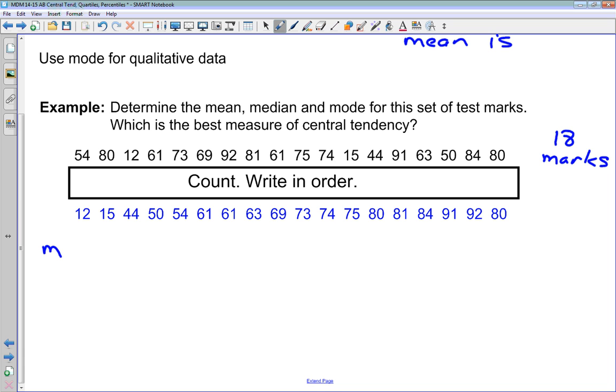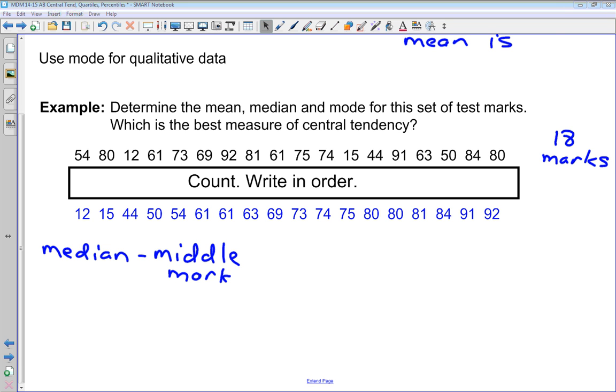So let's start with our median. Our median is our sort of middle mark. Okay, that's fixed. So the median is the middle mark when we write these things in order. So if we've got 18 marks, the mark that's going to divide them in the middle is going to be somewhere in between the 9th and the 10th mark. 1, 2, 3, 4, 5, 6, 7, 8, 9. So here is the middle of our data set.